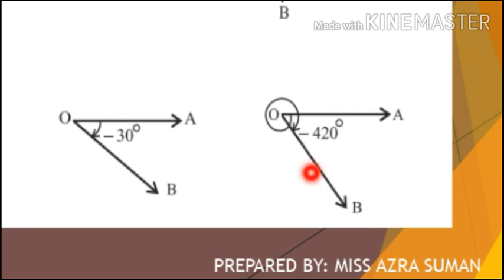The last ray, where OA is the initial side and OB is the terminal side, makes an angle of minus 420 degrees because from initial side to the initial side, again one complete revolution makes an angle of 360 degrees, and also it makes the angle from A to B of 60 degrees. So it becomes 360 plus 60, which is 420 degrees, but the direction is clockwise, so it is negative 420 degrees.